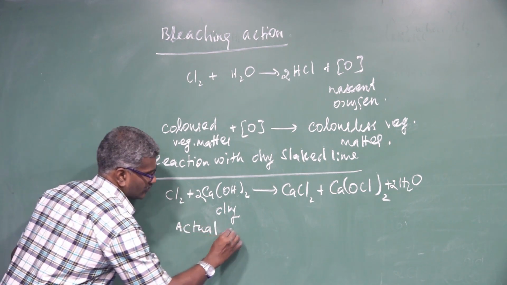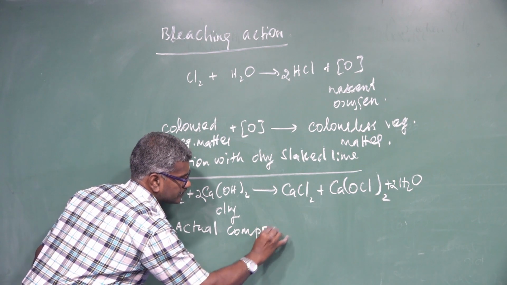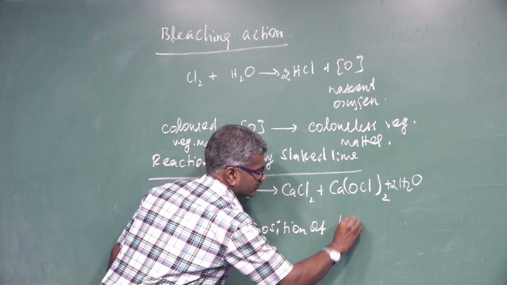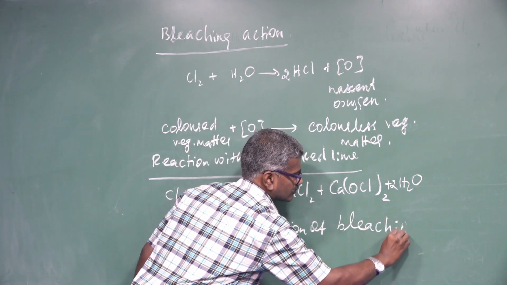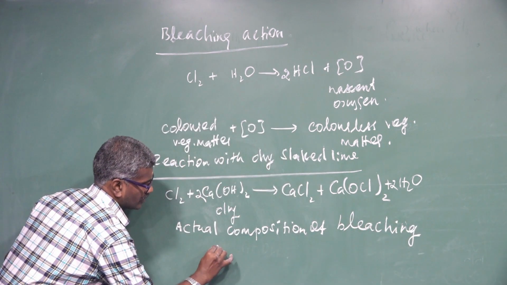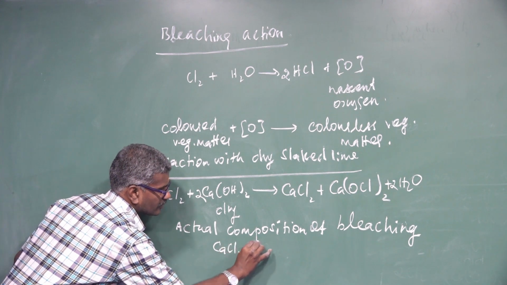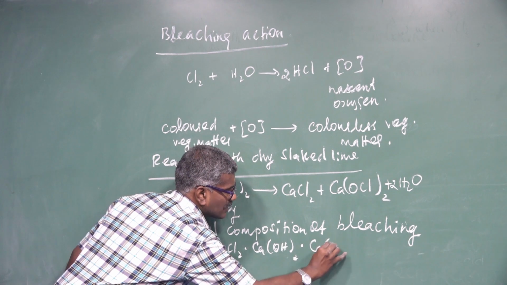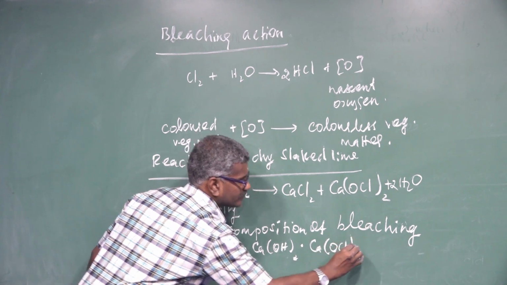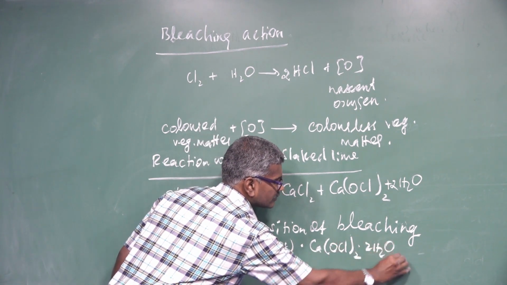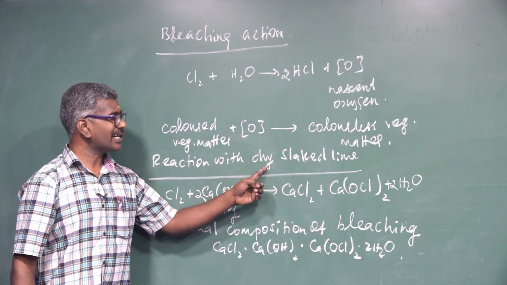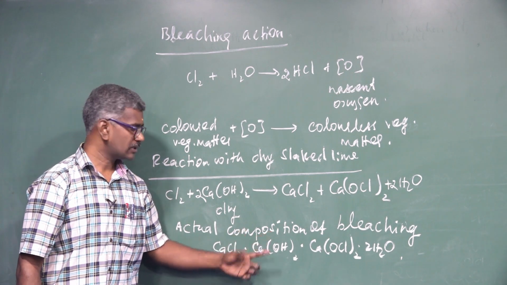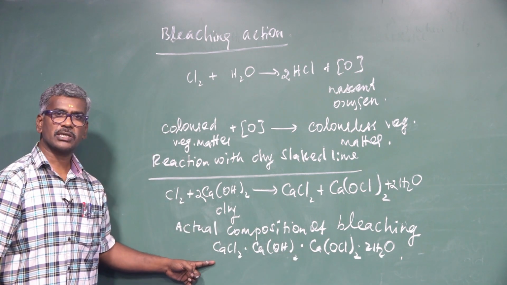Actual composition of bleaching powder. That is calcium chloride, calcium hydroxide, calcium hypochlorite and 2 times of water. Chlorine reacts with dry slaked lime. This method is used for preparation of bleaching powder. These are the composition for the bleaching powder.